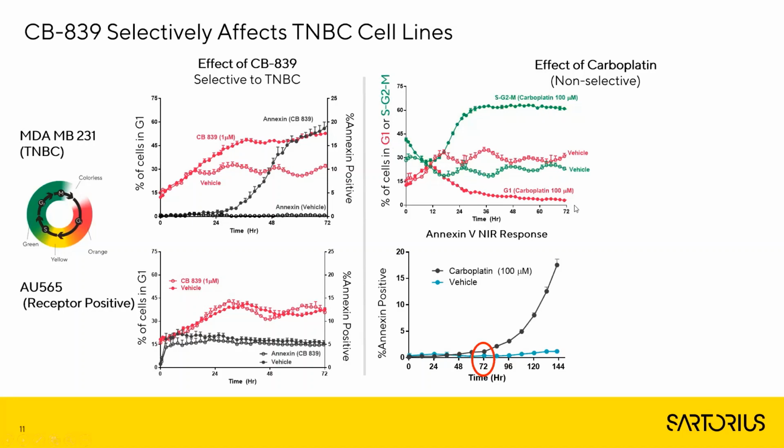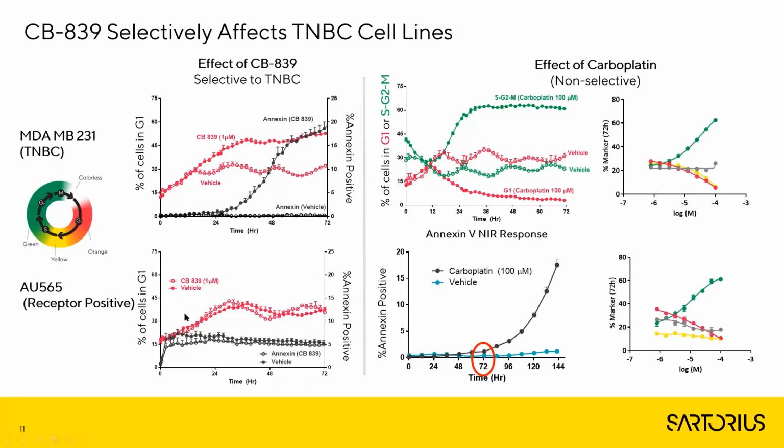And I apologize for the y-axis here being a little bit different on the top graph versus the bottom graph, but you'll see that it's only at this 72-hour time point do we start to see significant cell death as a component of this experiment. We've done this experiment in the AU565 cells as well as the MDA MB231 cells, and we see a non-selective response. In other words, the effect of carboplatin on both of these cell types is nearly identical, aggregation of cells in the SG2M phase, so a non-selective inhibitor of cell cycle.